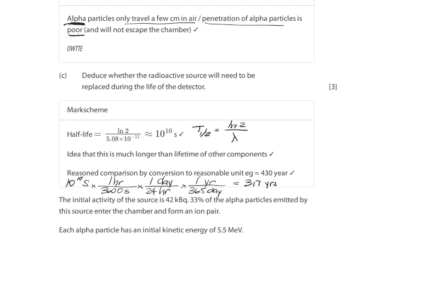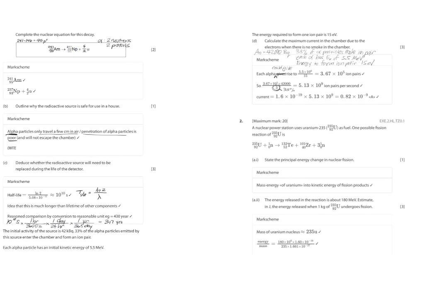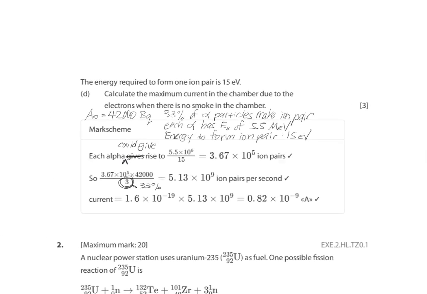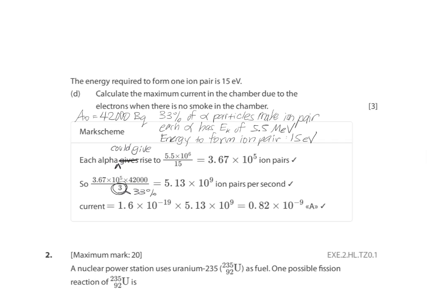So with the activity of the source, it says that 1/3 of the alpha particles actually form an ion pair. And it says each alpha particle has a kinetic energy of 5.5 mega electron volts. It then says the energy to make an ion pair is 15 electron volts, much less. It says calculate the current in the chamber due to the electrons when there's no smoke in the chamber.